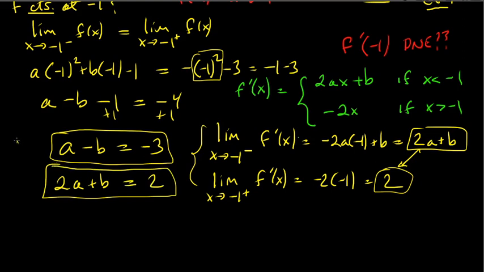So the first condition here was for being continuous. The second condition was for being differentiable. Now put them together, solve that system, and you have your a and b. And again, I should really let you do that, so go ahead and pause the video and work that out.